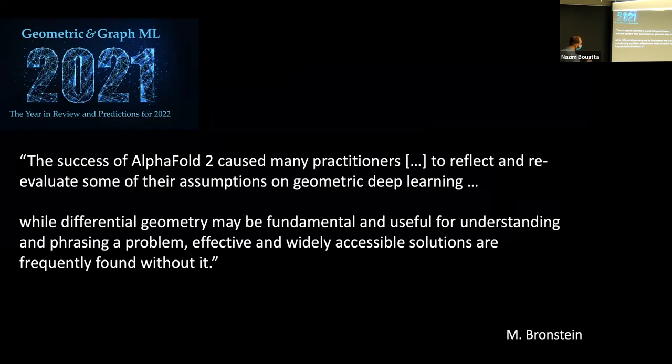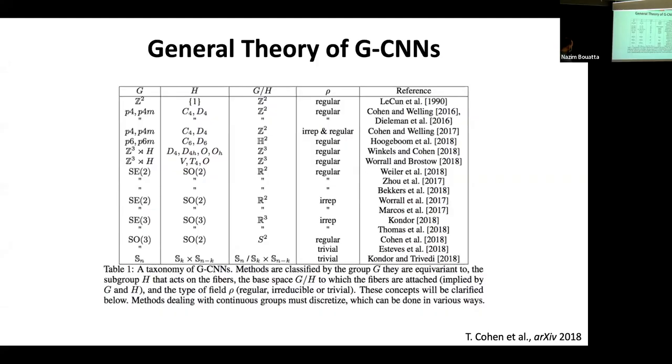Why were Michael Bronstein and many others puzzled by the way symmetries were implemented in the structure module of AlphaFold2? The reason is that prior to AlphaFold2, we had a remarkable amount of work trying to implement symmetries into neural networks. And this is one example among many, by Taco Cohen and Max Welling at Amsterdam.